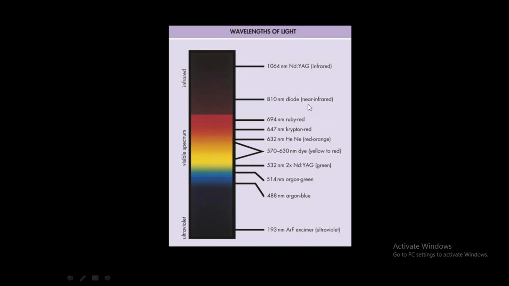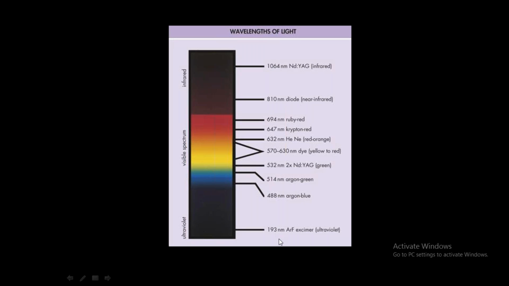If you want to treat some choroidal level lesion which requires more penetration, you can use ND YAG or diode laser. These are in the infrared range. This is in the ultraviolet range. This is in the visible spectrum range. Most of the lasers are in the visible spectrum range, except for excimer laser, which is in the ultraviolet range, and ND YAG and diode laser, which are in the infrared range, outside the visible spectrum.